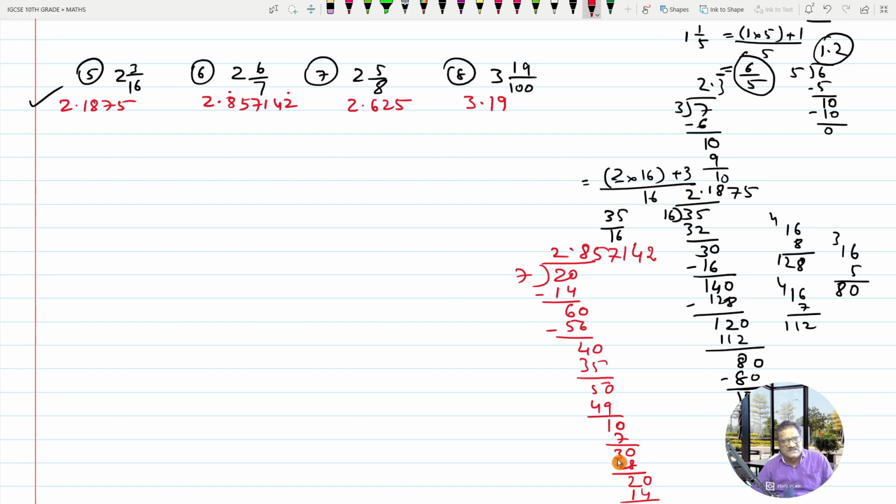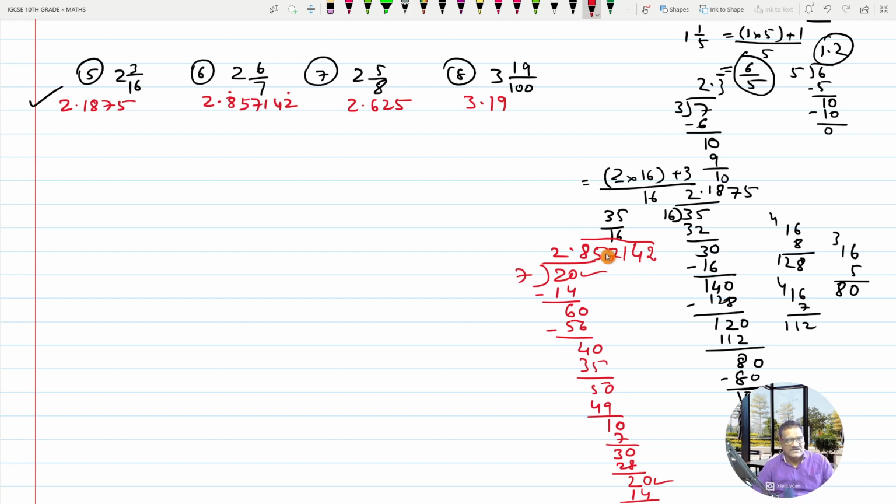Now you see that from this point, here also we got 20. This was 20, right? Again we got a 20. So these things are going to be repeated now, after this stage. So this particular number is going to be repeated again, so I'll take this as the recurring bunch of numbers.